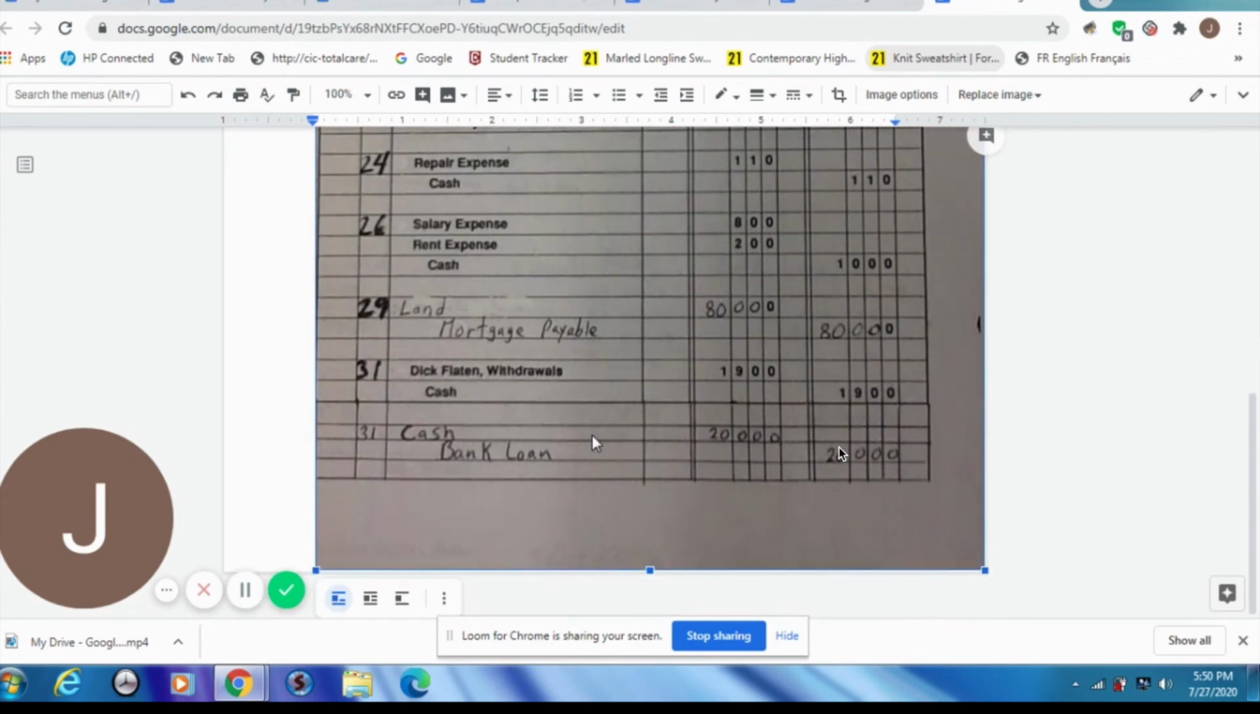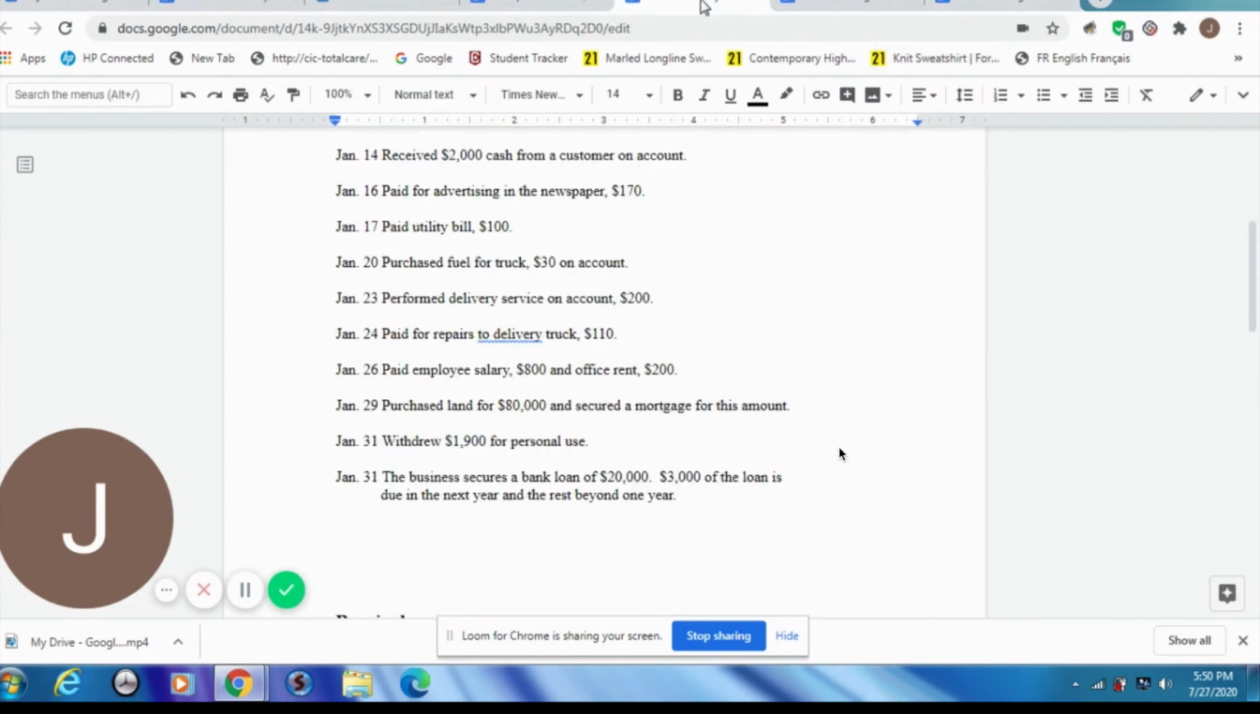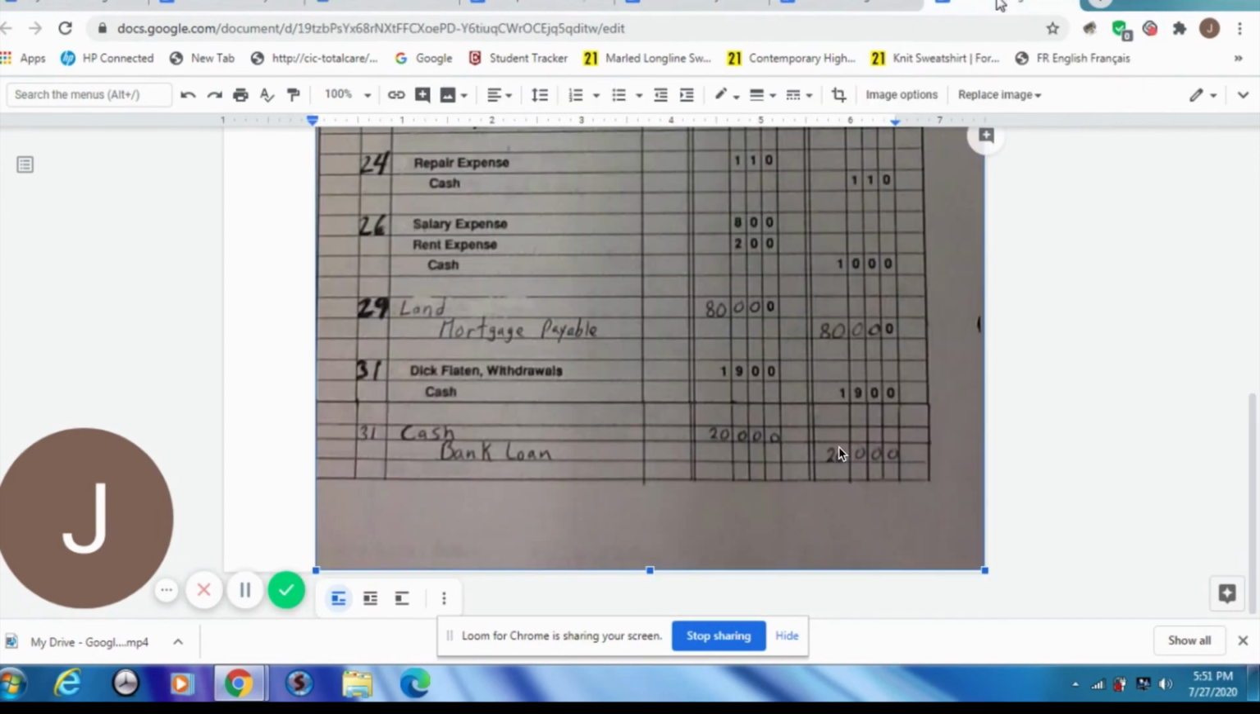Let's go back to our transaction sheet and look at the next transaction. The next transaction, on the 29th, says purchase land for $80,000 and secured a mortgage for this amount. So we purchased land, and we didn't pay cash for it. We got a mortgage for it, which is a type of loan in order to pay for that land. Right, so let's go back to our journal page here and complete that journal entry. On the 29th, we're going to debit land, $80,000, okay, because we now have acquired that asset, but we have a liability for the entire amount. Mortgage payable is going to be credited $80,000. Okay, skip a line, and we'll go back to our transaction sheet once again.